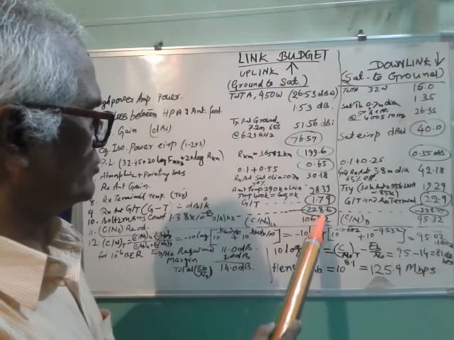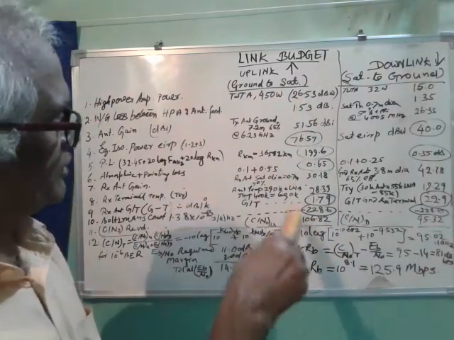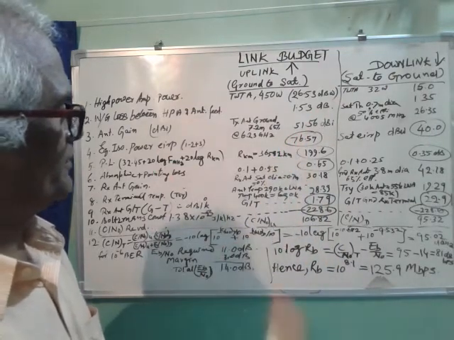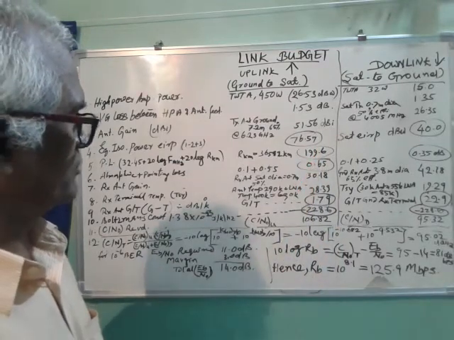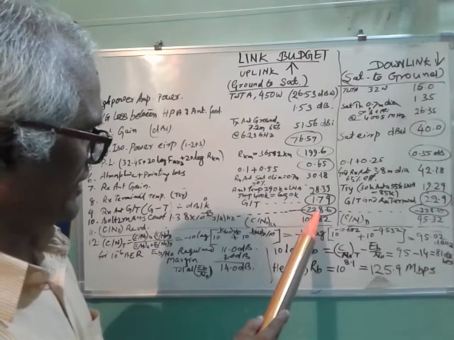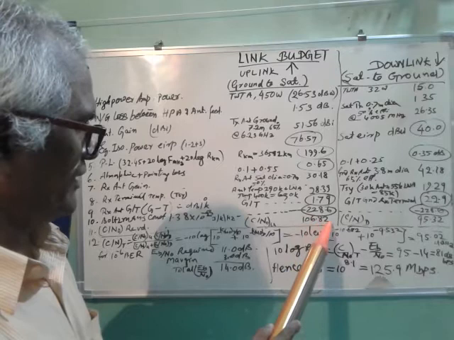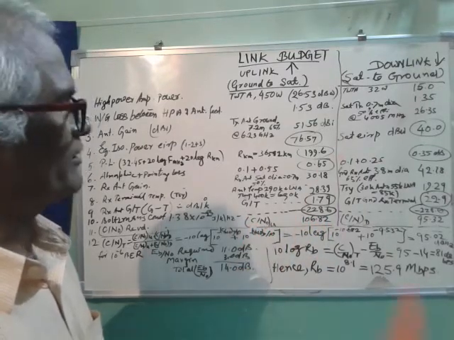10 log of that is minus 228.6. If we put it in this formula, EIRP minus path loss minus extra loss plus G by T minus K, it will be 106.82 dB hertz in C by N naught uplink.